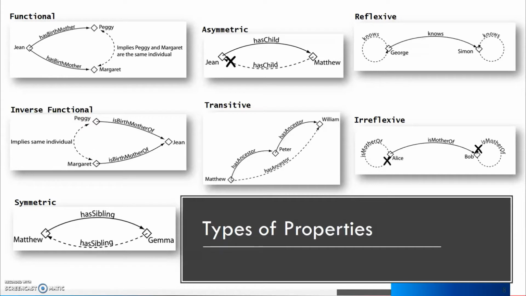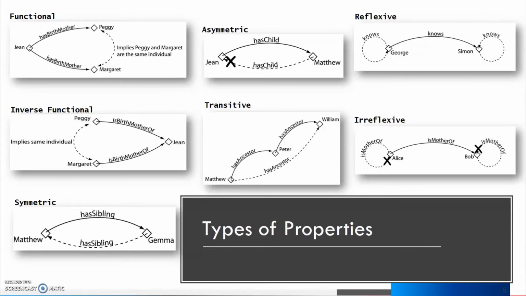So for example, in the picture over here, you could see if I have an object property has birth mother, and if that is defined as functional, and if I relate gene with two individuals, Peggy and Margaret, with the same property, then the reasoner will infer that both the names Peggy and Margaret refer to the same individual, because has birth mother can be related to only one individual at once. And inverse functional is basically, if a property is inverse functional, then it means that the inverse property is functional.